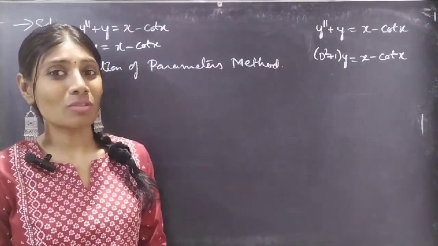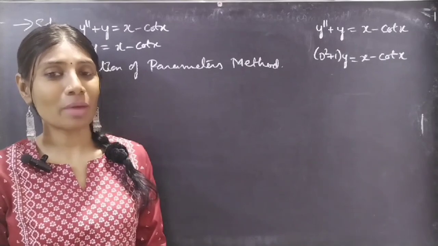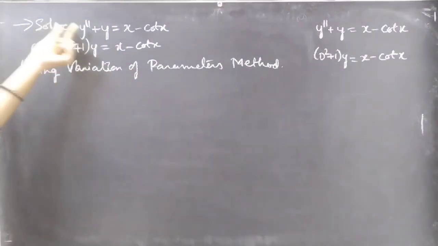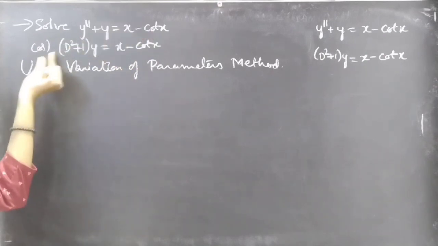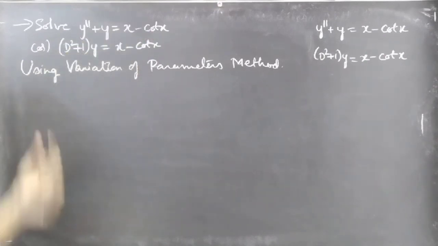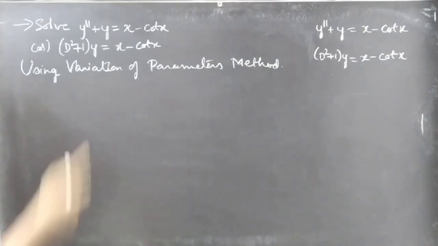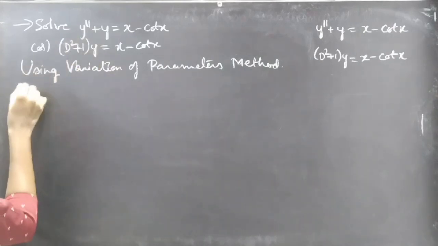In this video, we are going to solve a differential equation using variation of parameters method. So let's get going. Problem. Solve y double dash plus y equal to x minus cot x, or D square plus 1 into y equal to x minus cot x, using variation of parameters method. So we are given a differential equation of order 2.